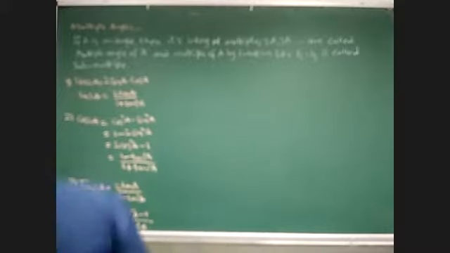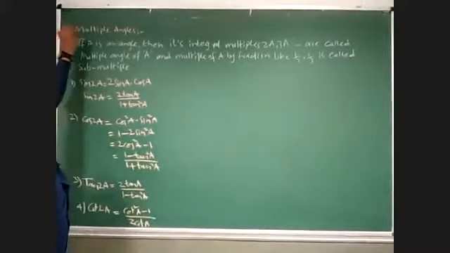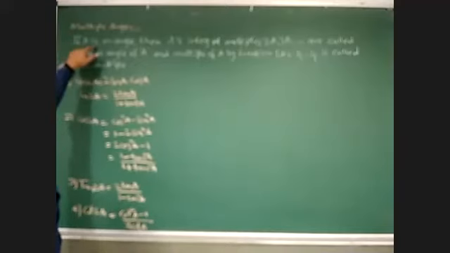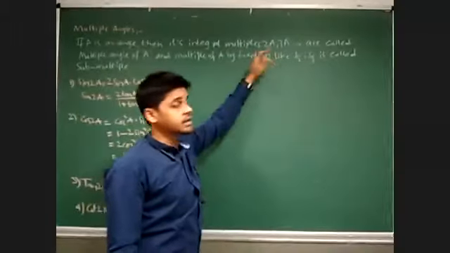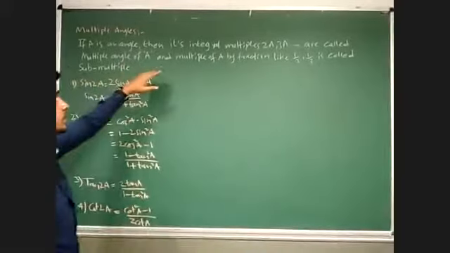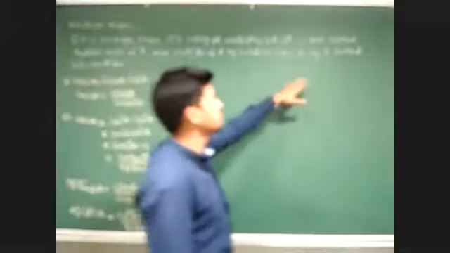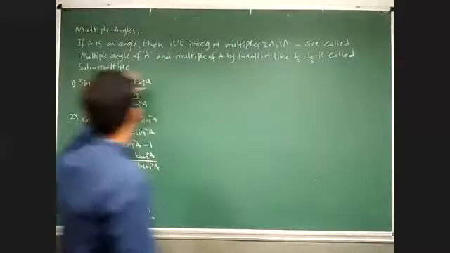So boys, just see here, multiple angles. Here we have the definition. If A is an angle, then its integral multiples 2A, 3A are called multiple angles of A, and multiples of A by fractions like 1 by 2, 1 by 3 are called submultiples. Okay, so this is very easy.